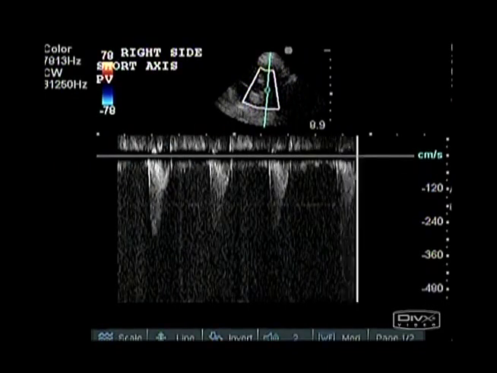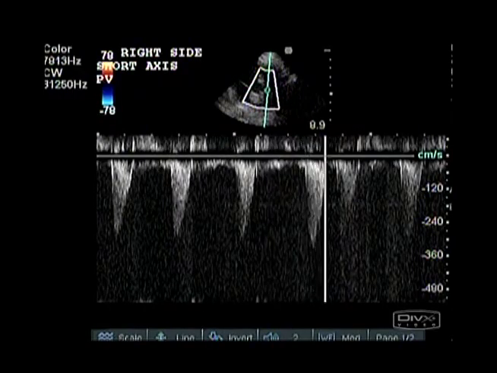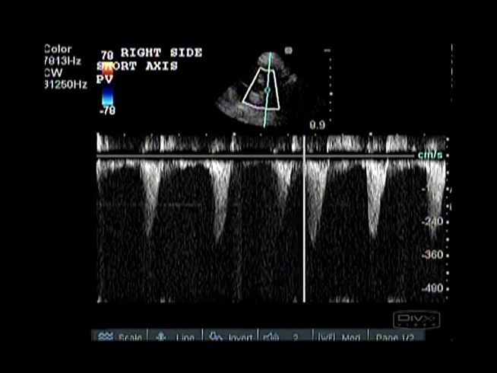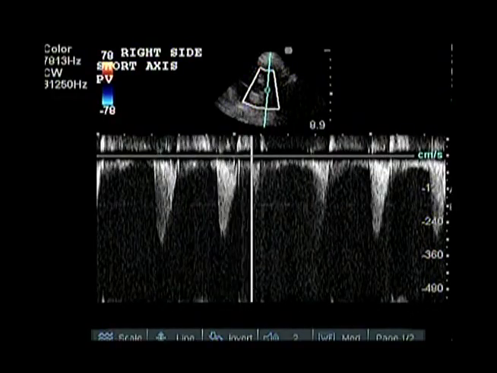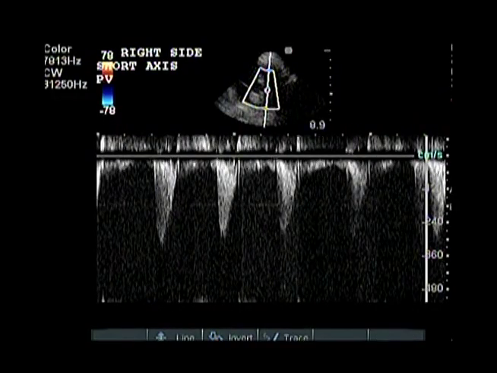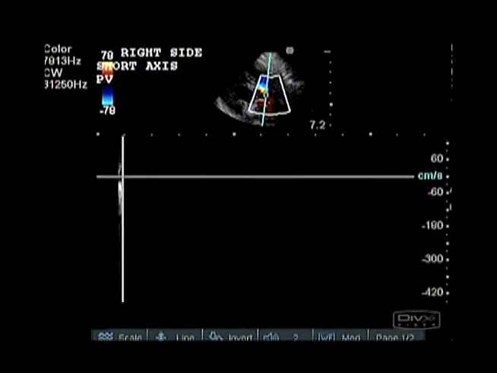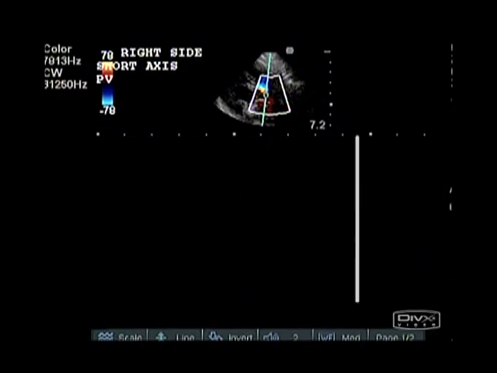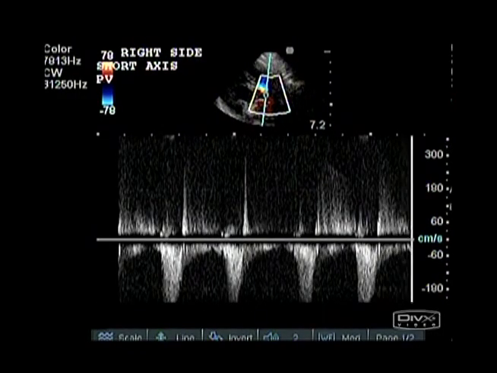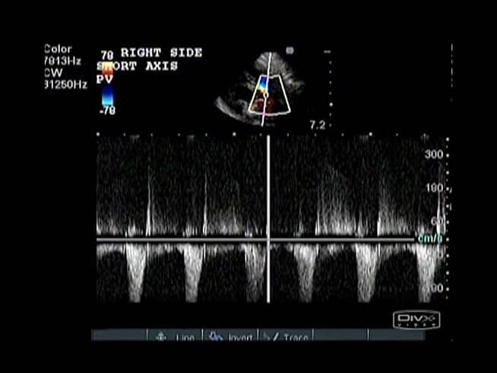In the right side short axis view of the pulmonary valve, normal blood flow is negative or down. The upward flow indicates a valvular insufficiency, and the pressure gradient is 36.1 millimeters of mercury. Because of the insufficiency, this pressure gradient indicates a pressure in the pulmonary artery of at least 36.1 millimeters of mercury, or an elevated pulmonary artery pressure.